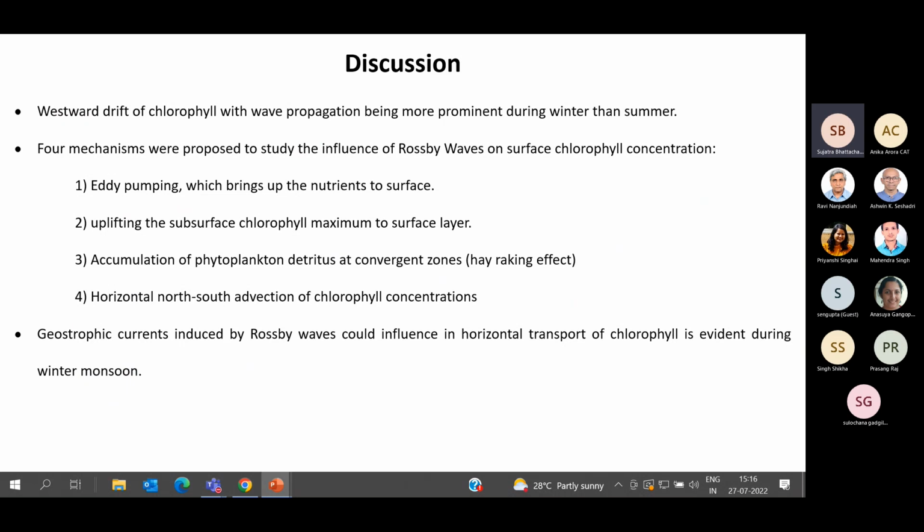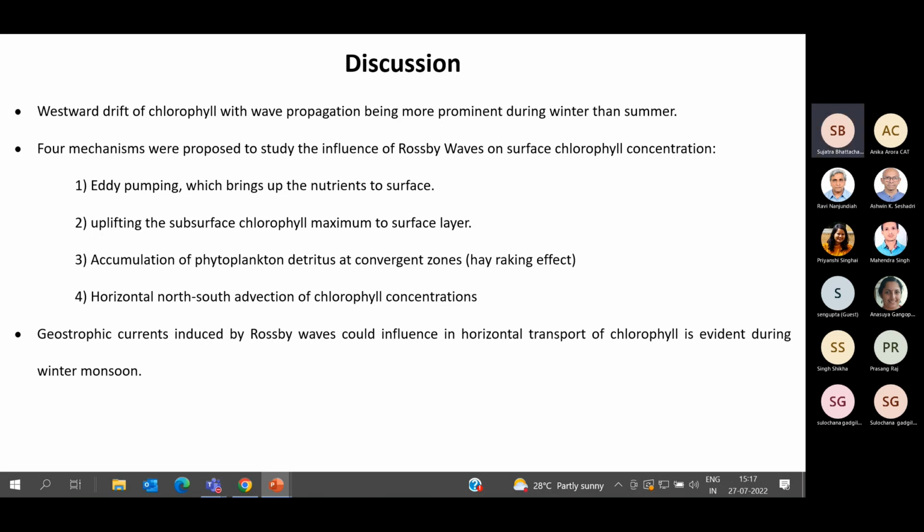First is eddy pumping, which brings the nutrients to surface. Second is uplifting the surface chlorophyll maximum to surface layer. The third is accumulation of phytoplankton detritus at convergence zones. The fourth is horizontal north-south advection of chlorophyll concentrations.